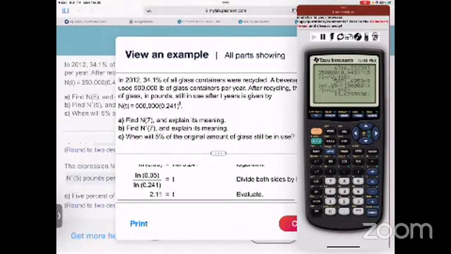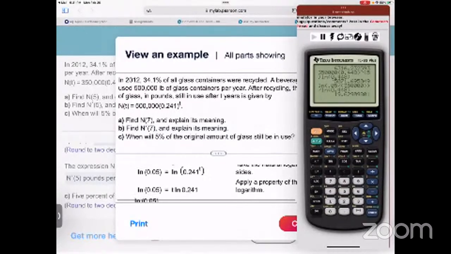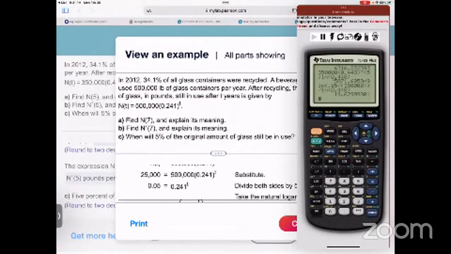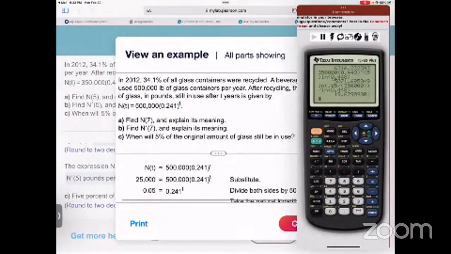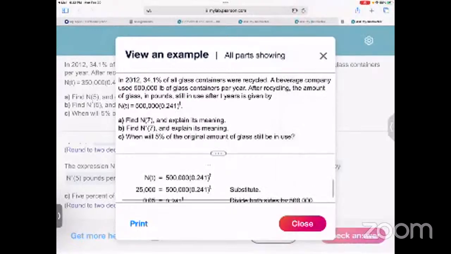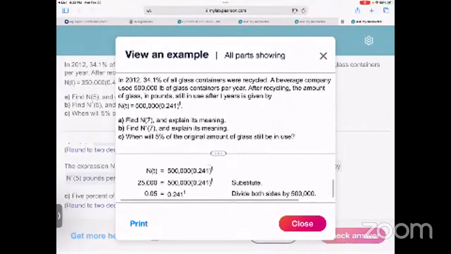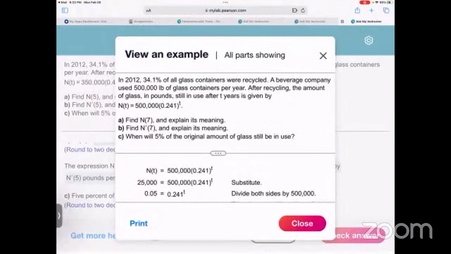let's see. What are we doing wrong? 500, right? 5% of the original glass still be in use. Okay, wait a minute. I might need to write this one out. I might be moving a little too fast. If we look at theirs, there's the original, right? Now, where's the 25,000 coming from? When will 5% of the original amount?